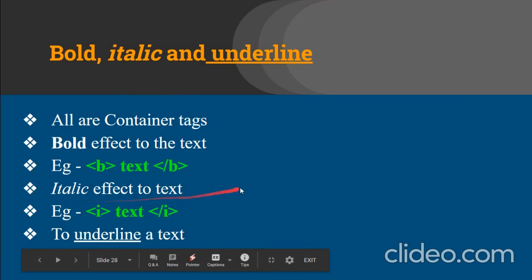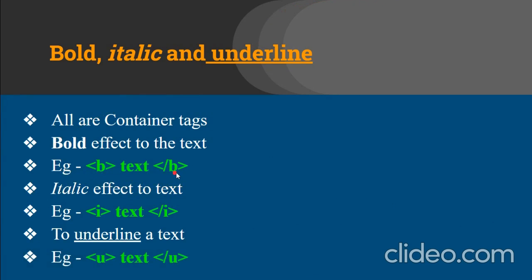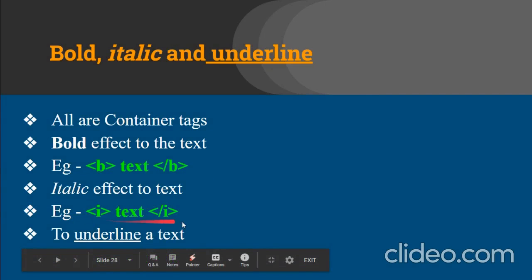For that also we can use tags. B is for bold, open, close, all these are container tags. So we have open tag and close tag. I is the italic tag, open, close. And for underline, what do you use? U. Open, close is there. U tag for underline.